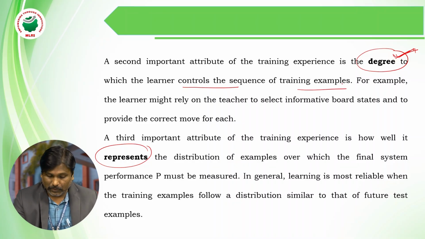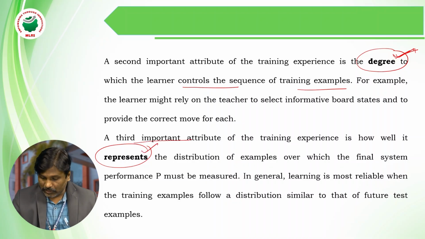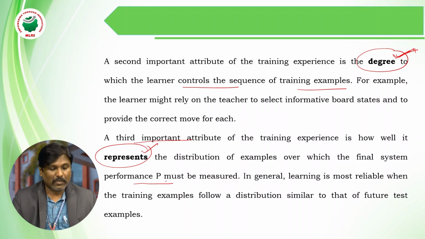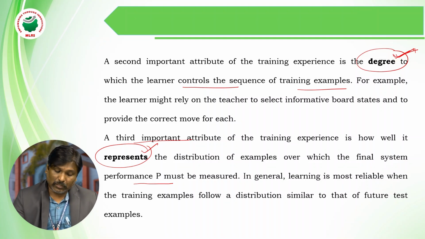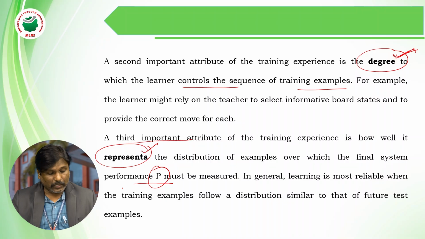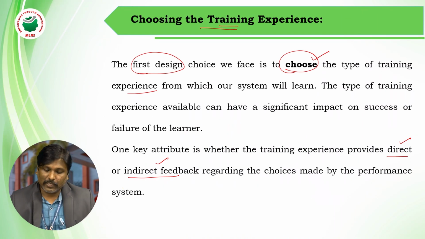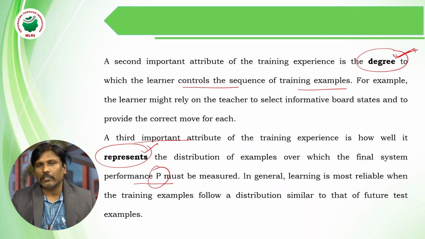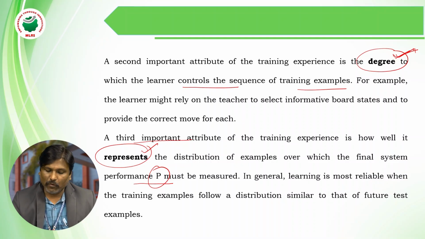Next, the third important attribute is the representation. For this representation, we consider that the final system performance P must be measured. That representation is to give the best performance. So here, choosing the training experience is based on three conditions. One is choose the training experience, second one is the degree, how much the learner controls the sequence of the training examples, and third one is how well the training experience represents the distribution of all examples.